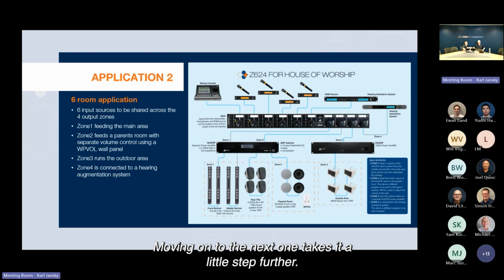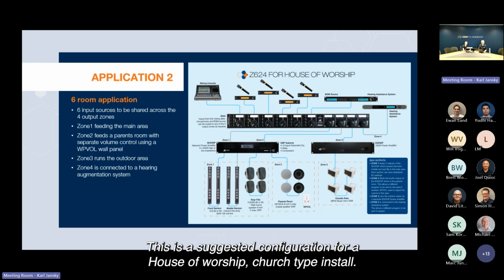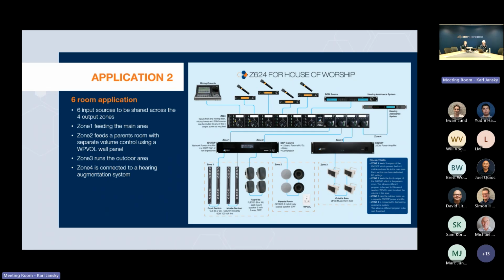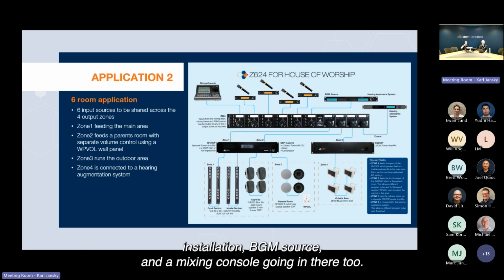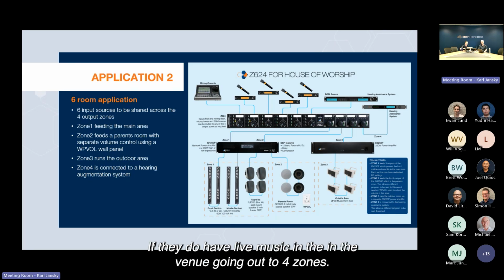Moving on to the next one, takes it a little step further. This is a suggested configuration for a house of worship church type install. You've got multiple microphones going in there, 4 wireless mics throughout the installation, BGM source, and a mixing console going in there too if they do have live music in the venue. Going out to 4 zones.